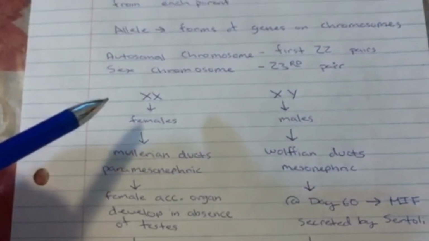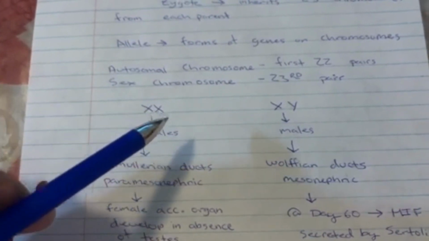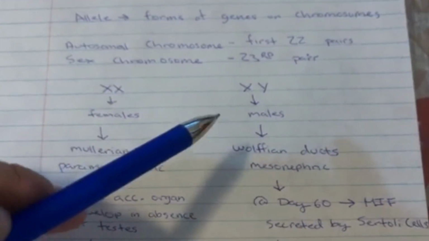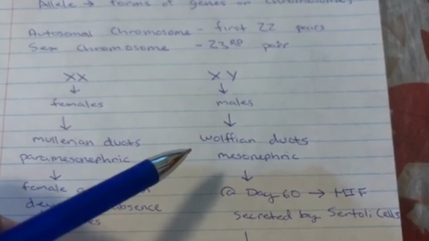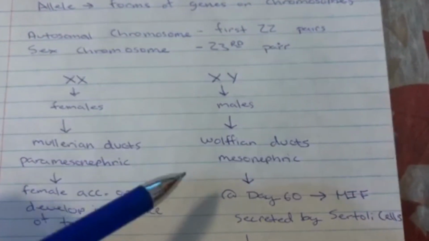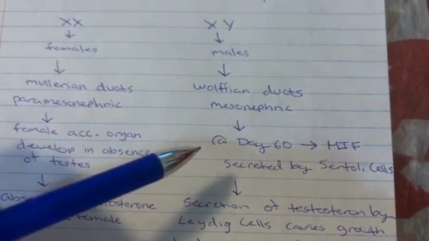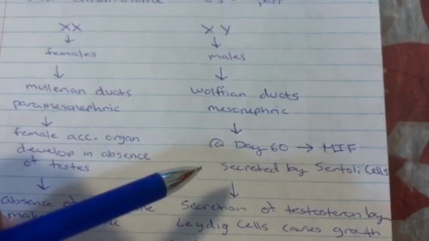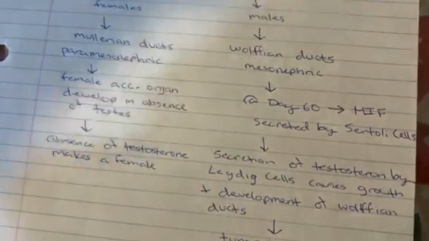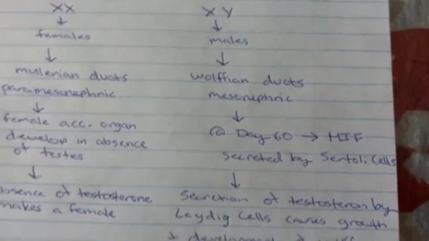The set of chromosomes in a female is represented by 2 X's, and in males is represented as XY. In a male, the XY chromosomes will develop into Wolffian ducts, or mesonephric ducts. Around day 60, the Sertoli cells secrete the Mullerian inhibiting factor. This Mullerian inhibiting factor prevents Mullerian ducts from growing and making a female.